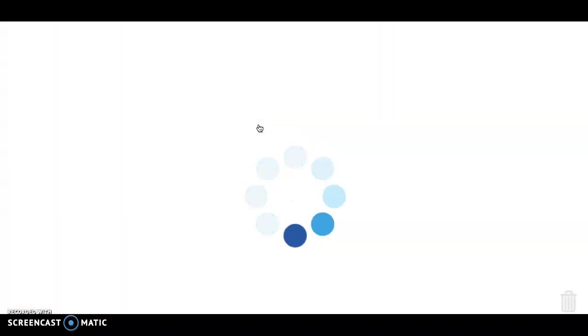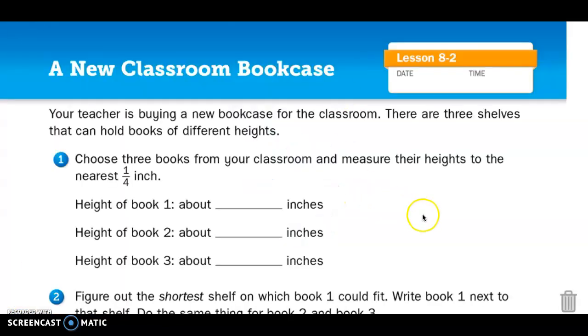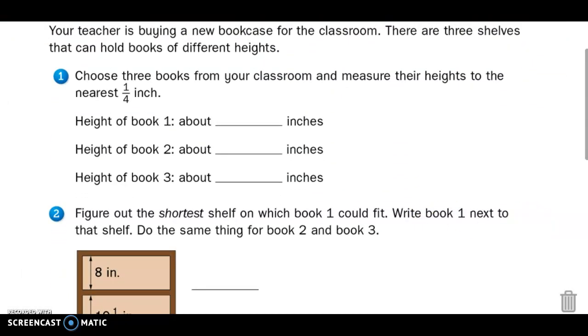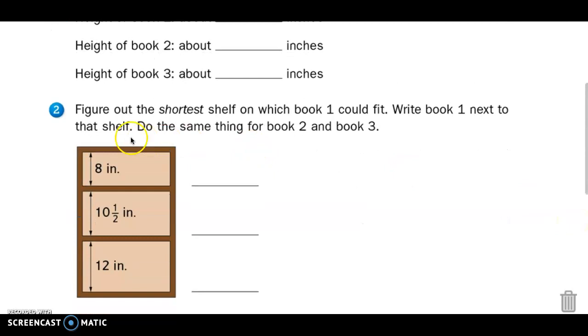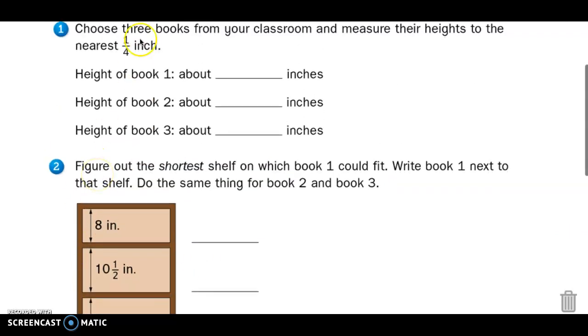Okay, maybe you already took the chance to read it, but it says your teacher is buying a new bookcase for the classroom. There are 3 shelves that can hold books of different heights. If I look down here, I see that there's 3 shelves and they're all different heights. Okay. Height of book 1, book 2, and book 3. Well, I went ahead and I measured our own books in here. So we're going to say book 1 is 9.5 inches. Okay, that was book 1 when I measured it.